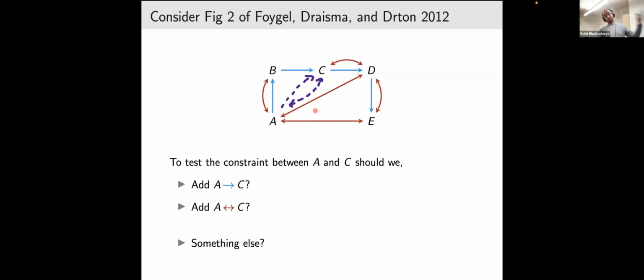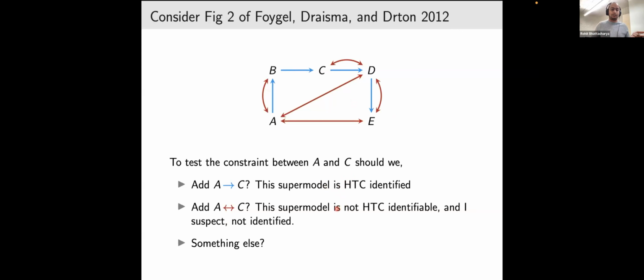You could think about trying to convert this into some DAG supermodel, but again, you don't want to accidentally introduce other constraints, right? So it turns out in this case, if you add the A to C edge, this supermodel is still HTC identified. So that's a good sign. However, if you add the A bidirected C edge, the supermodel is no longer HTC identifiable. And I suspect actually that it's not identified at all.